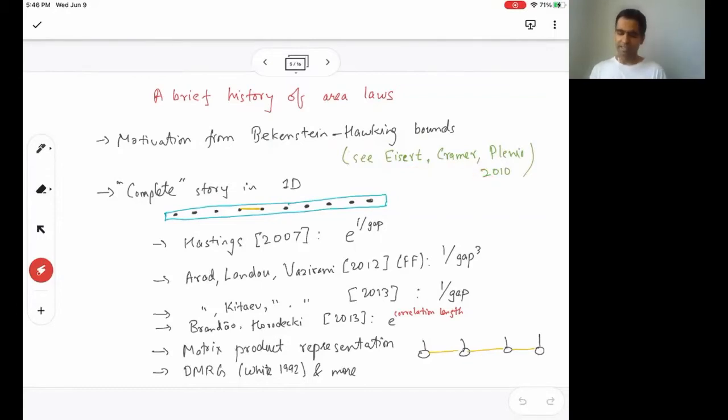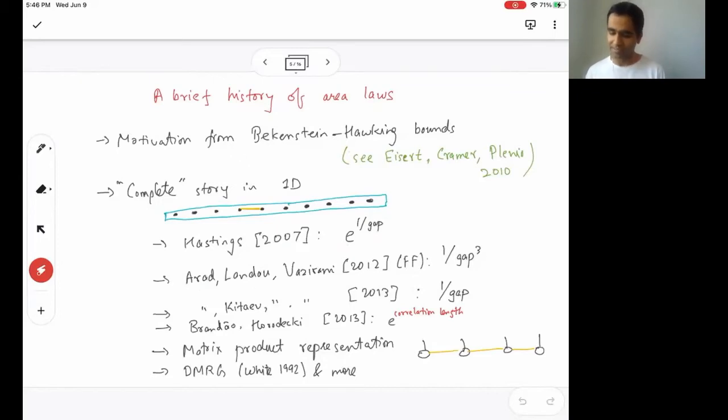In one dimension, one could argue that there's a complete story, although of course there's much more to be done. But from a conceptual point of view, the picture is very nice right now. The first result for gapped Hamiltonians in 1D was given by Hastings in a breakthrough work, which showed that the entanglement entropy scales as exponential of 1 over the gap in one-dimensional unique ground states. Five years later, for frustration-free systems, Arad, Landau, and Vazirani improved this dependence on the gap to 1 over gap cubed. And I'll talk a lot about their methods in the coming slides.